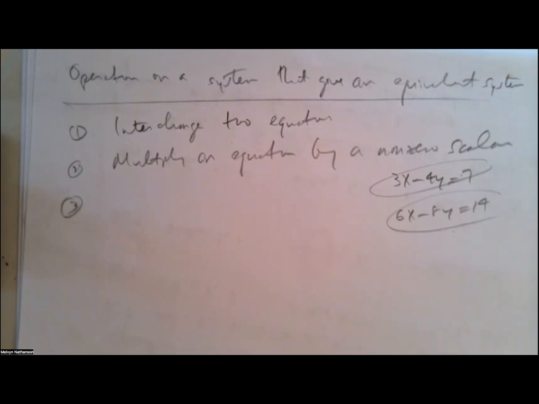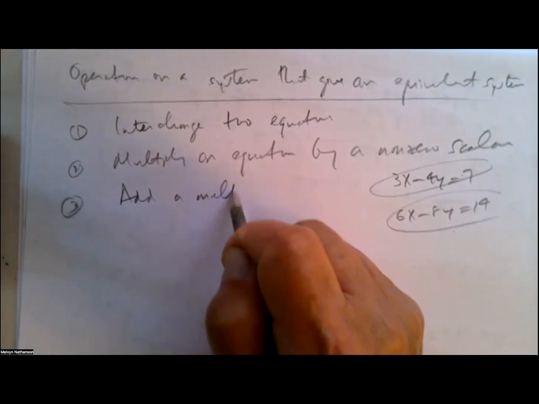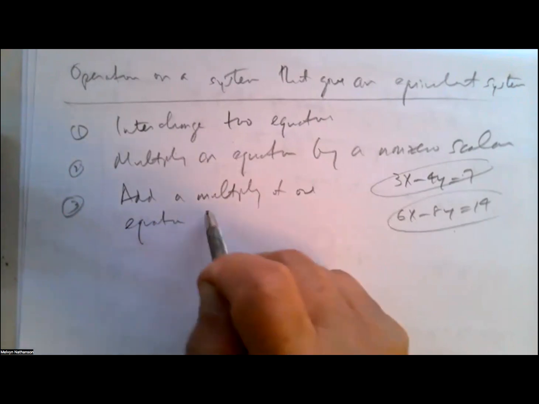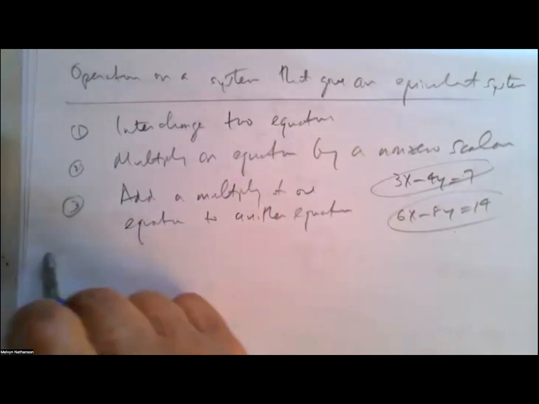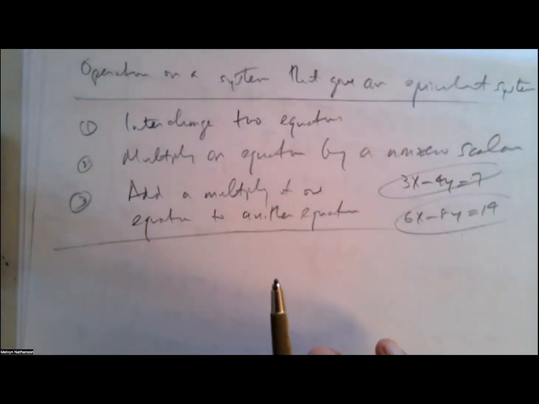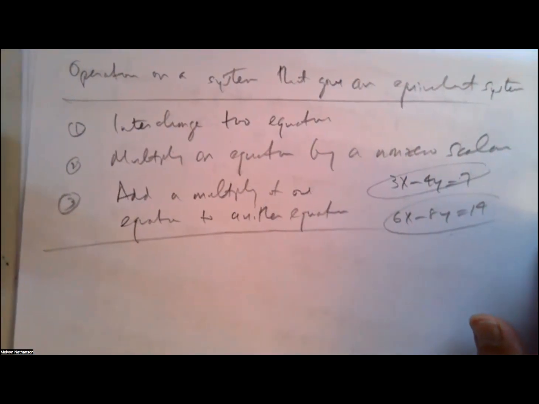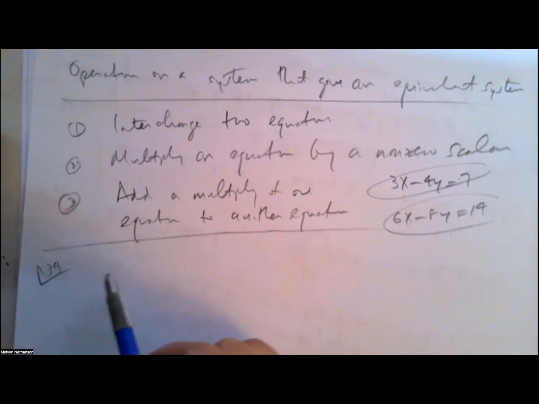And the third operation is to add a multiple of one equation to a different equation, to another equation. So let's look at an example. I'll start with some of the examples in the book so you can follow it live, or you can follow it even when you study it at home. So this is on page 34.